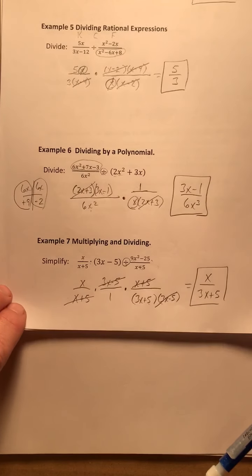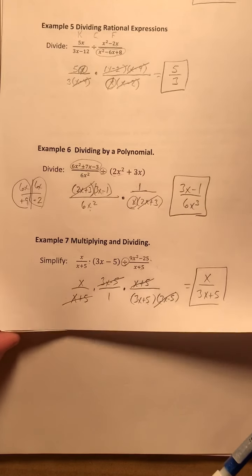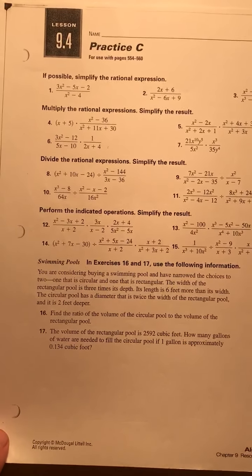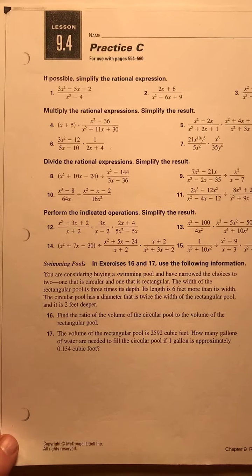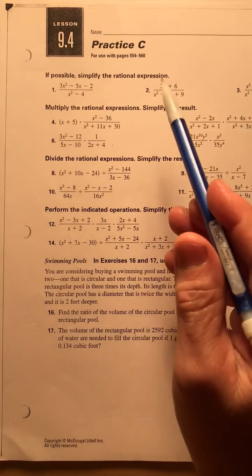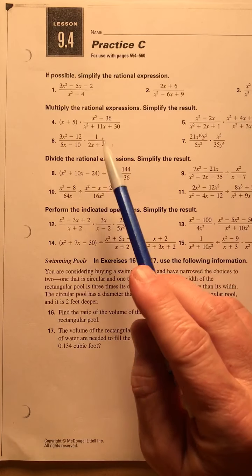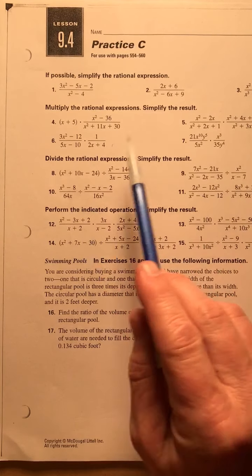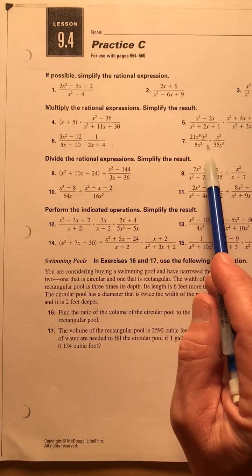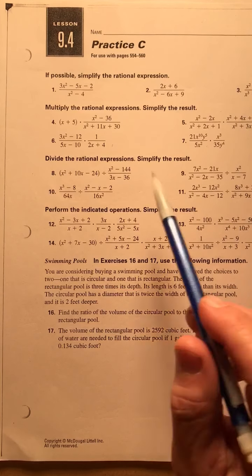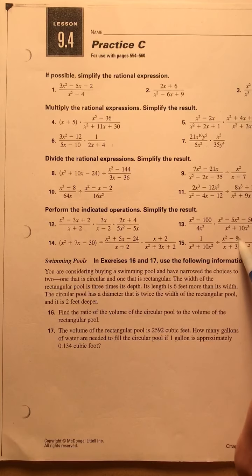All right. So now, your homework for tonight. We have this worksheet. The top ones, all you're doing is simplifying them. So again, just factor them out. On the bottom, you're multiplying. So again, factor them out and simplify. Except this one doesn't factor. Just multiply across and then simplify. And then you got your division, and then you got your mixture problems.